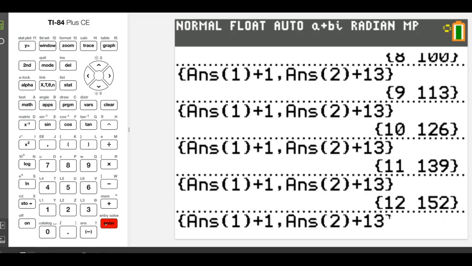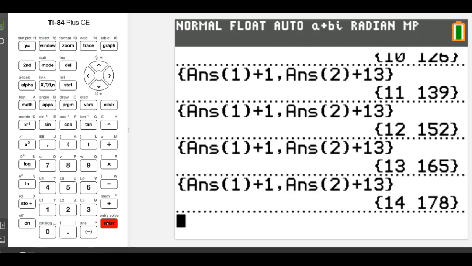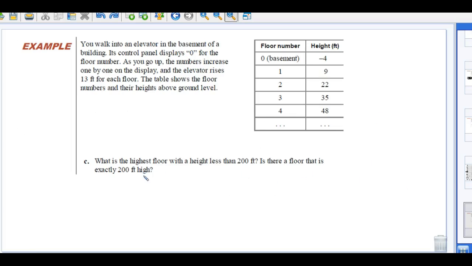Here's the 12th floor. Here's the 13th floor, 14th floor, 15th floor. If I go to the 16th floor, I've gone too far, so 204. So the highest floor number that's closest to 200 without going over would be the 15th floor. And is there one that's 200? Nope, 16 is the closest with 204. So what is the highest floor of a height less than 200? That is the 15th.